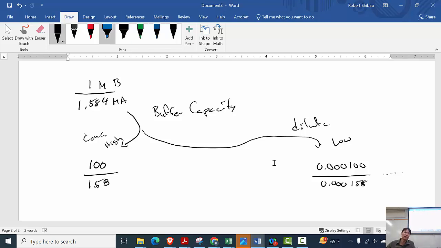But there's a problem though. This capacity is kind of ridiculous. Can you make a 158 molar salt solution? Is that even possible? Probably not possible. This is probably too high. It probably exceeds the solubility.